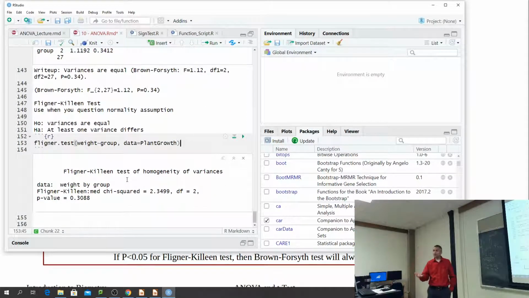And we get an output that tells us everything that we need. Fligner-Killeen test of homogeneity of variances. We tested equal variance. The test that we ran was the Fligner-Killeen test. The data that we did, weight by group. So we tested the variances of weight across the different groups, across the levels of the group variable.